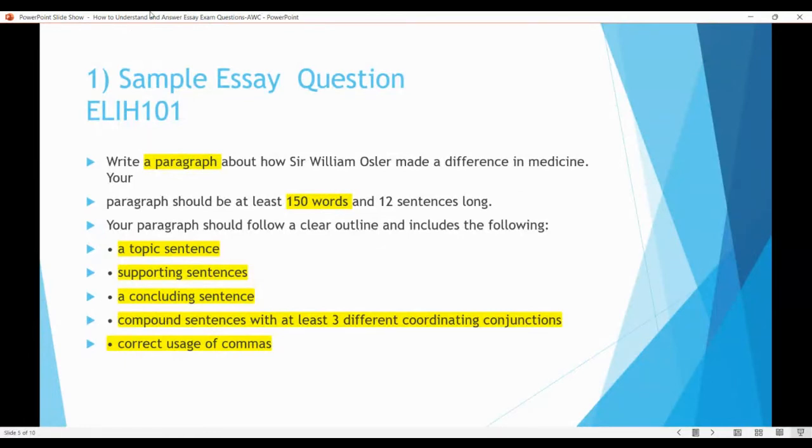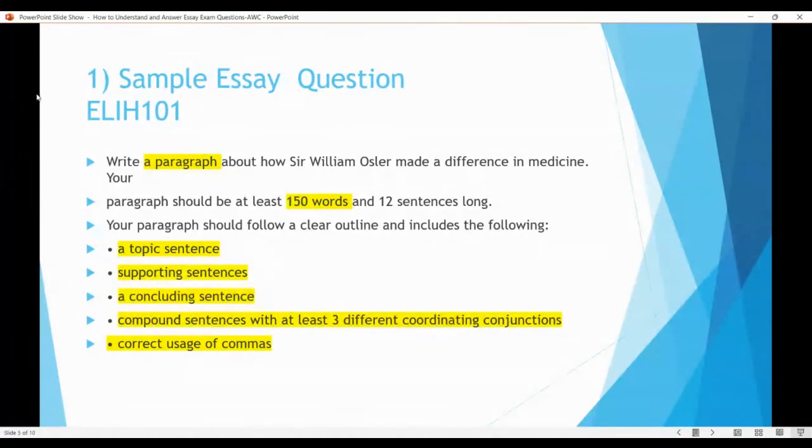So you can say Sir William Osler is a scientist or a doctor who has made a remarkable difference in medicine, or who made extraordinary achievements in the field of medicine. If you write a topic sentence like this, you have introduced who this person is and what he is famous for, what he has done, what his achievements are. From the very first sentence, readers come to know about this person and why he is so famous.